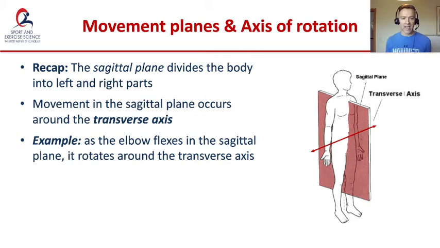So movement that is parallel in the sagittal plane. So if we think about a bicep curl, if that person here is standing, if they have a dumbbell in their hand and they're going to do a bicep curl, that movement is going to occur in the sagittal plane because it is parallel to the sagittal plane. And at the elbow joints, we have the elbow flexing around the transverse axis. So the axis that the elbow is rotating around is the transverse axis, and the movement is occurring in the sagittal plane.